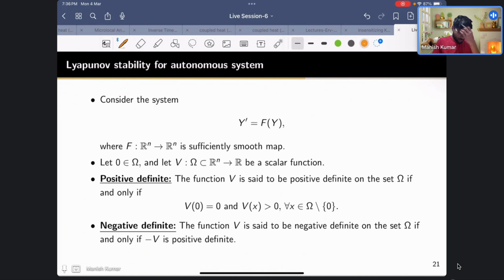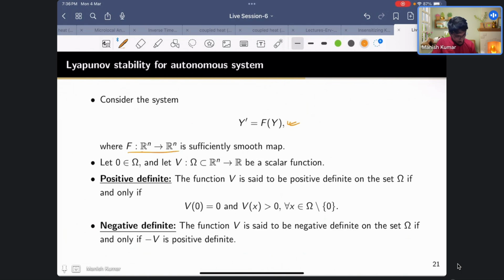Now let us talk about the Lyapunov stability. Using a functional, we can determine whether the system is stable, asymptotically stable, or unstable. The whole idea is that you have to find a scalar function, that means the V. Suppose this is your system in R^n, so this function f is from R^n to R^n. So it's a vector.